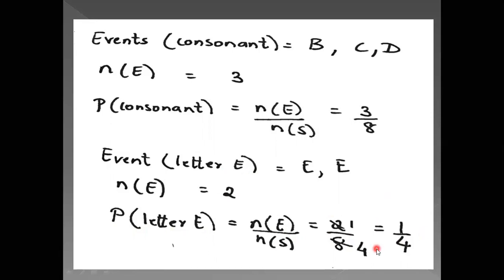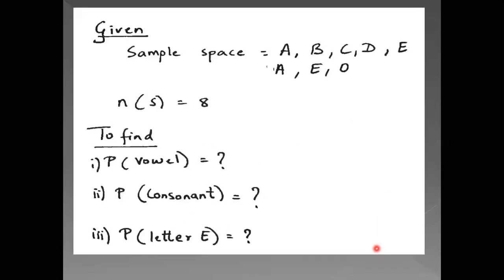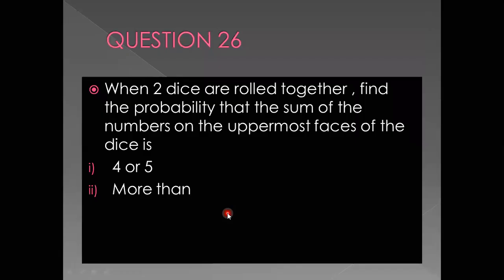Okay, children. Now look here. We have done all the 3 probabilities they asked us to find. Now we go to the next question, that is the 26th question. In the 26th question, they have said, when 2 dice are rolled together, find the probability that the sum of the numbers on the uppermost faces of the dice is 4 or 5. Okay. And the second is more than that. So 2 dice are rolled together.